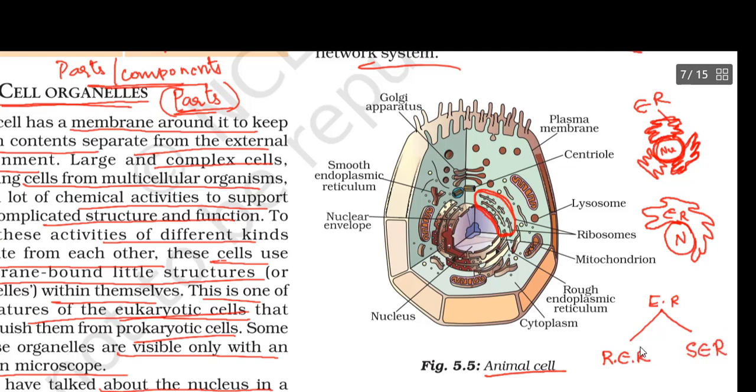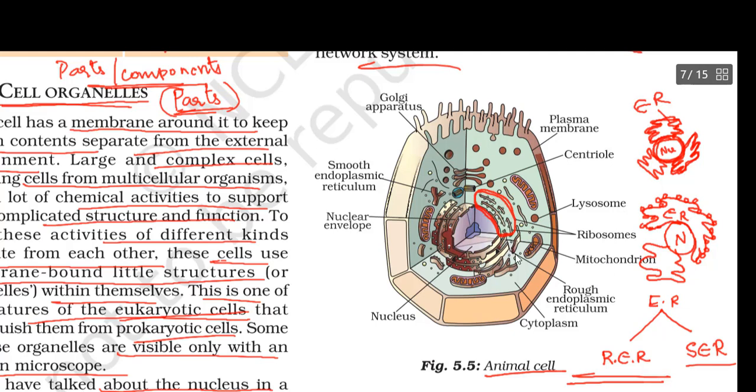Rough endoplasmic reticulum is so called because a few endoplasmic reticulums have some things on their covering, called ribosomes. Ribosomes will be present on the endoplasmic reticulum. If ribosomes are present on the endoplasmic reticulum, it is called rough endoplasmic reticulum. And if there are no ribosomes on it, then it is called smooth endoplasmic reticulum. So you can see the structure here.